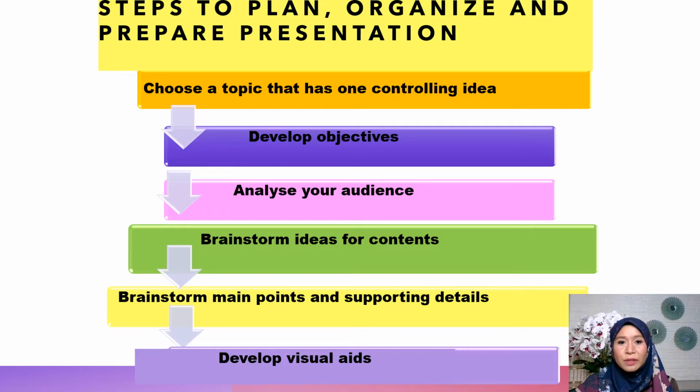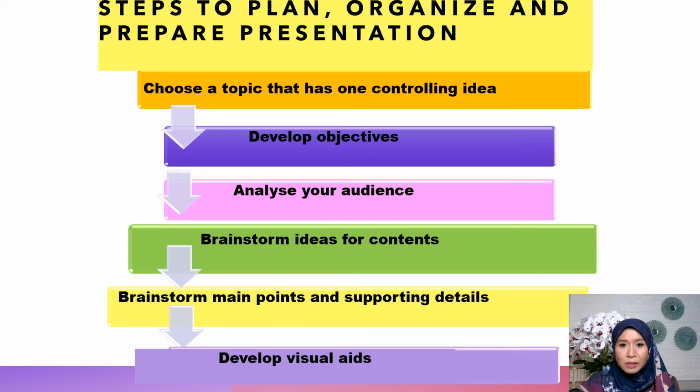Try to follow these steps to plan, organize, and prepare your presentation. The first step is to choose a topic that has one controlling idea. When you want to find the central idea, think about if you can get your points across in 30 seconds or less. Audience wants to be able to get accurate, brief, and clear idea of your presentation.